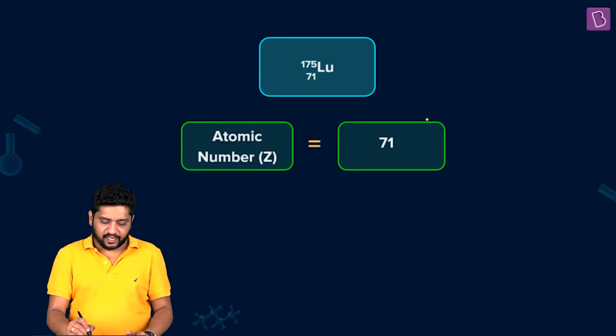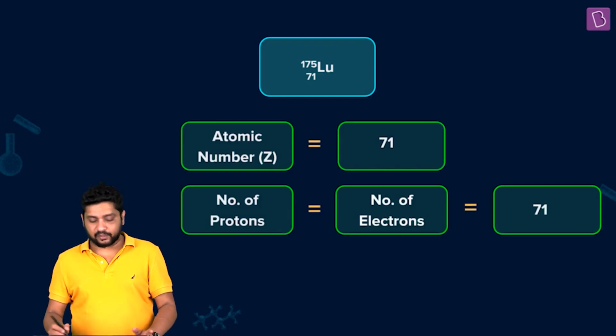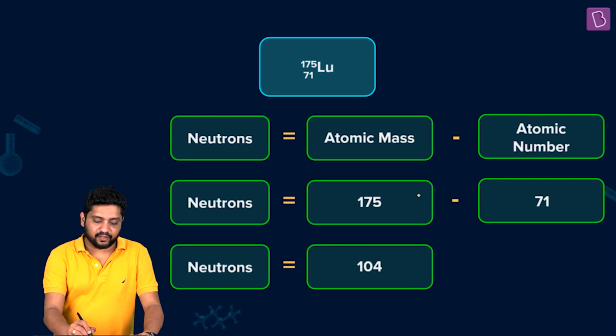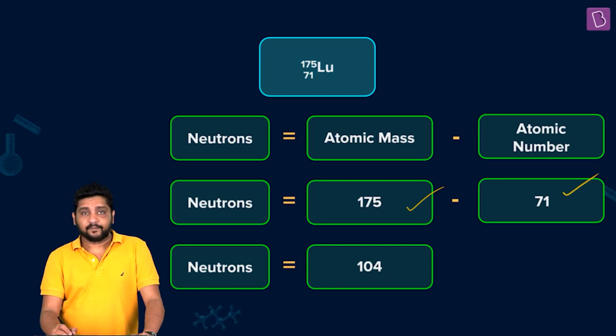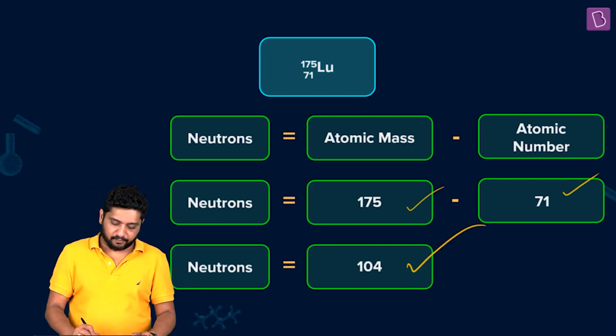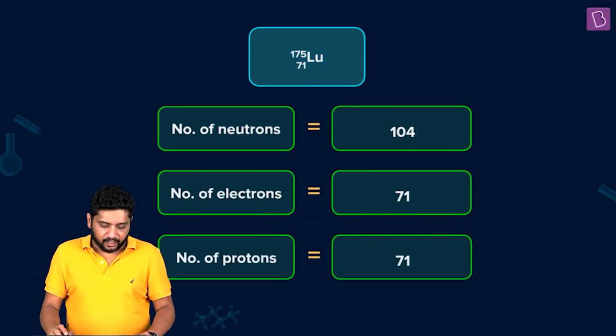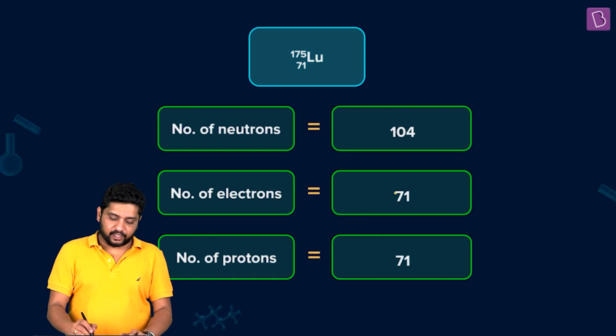So what is our atomic number? 71. So the number of protons is 71. What is our mass number? It was 175. So 175 minus 71 is going to give us 104 as the number of neutrons. Electrons will be the same as the number of protons because we are looking at a neutral atom here. So that will also be 71.